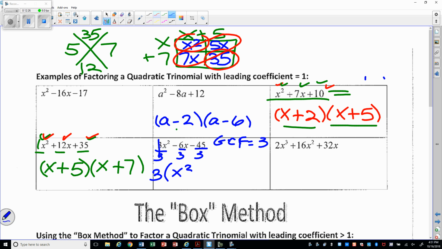Negative 6 divided by 3 is negative 2, and then that would be negative 15. Okay. Now I have a leading coefficient of 1, right? And I have a trinomial. 1, 2, 3. So I'll make my x. I'm looking for a negative 15 for the product, and then I'm looking for a minus 2 for my sum.